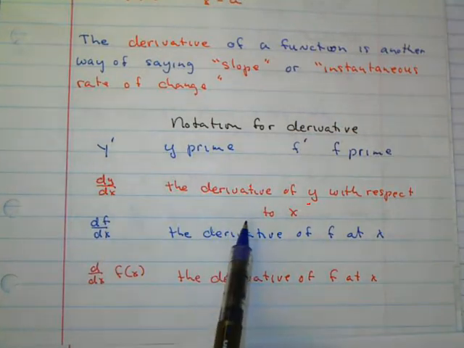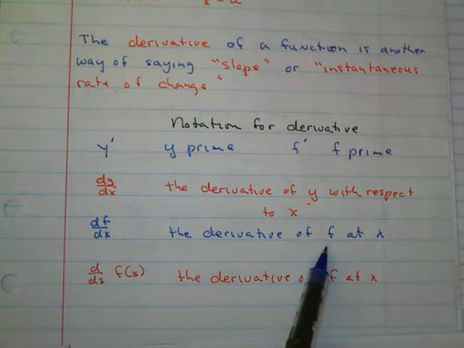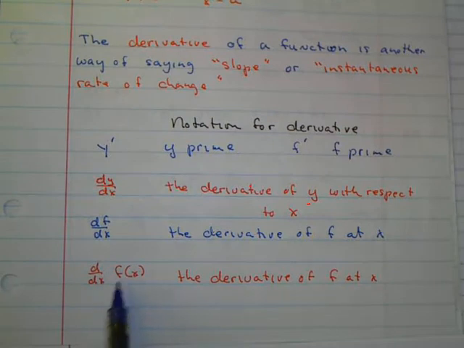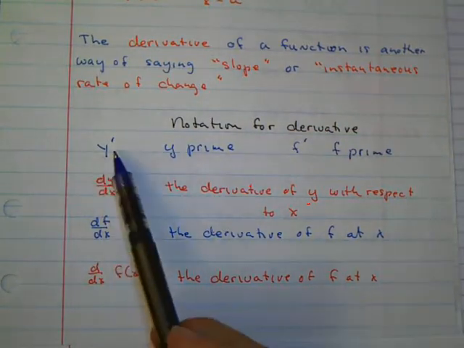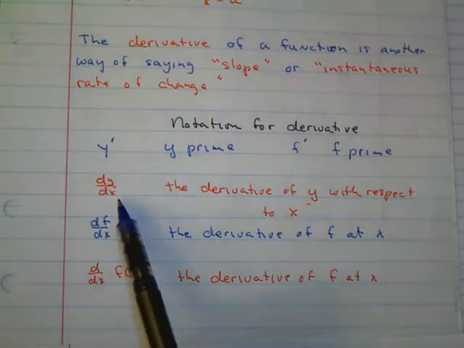If you see df dx, that's the derivative of f at x. And if you see d dx of f of x, that's the derivative of f with respect to x. They all basically mean the same thing. You just say them a little differently as you read them. We will see this y prime, f prime, and dy dx very often, and we want to be well-versed in how to use them.